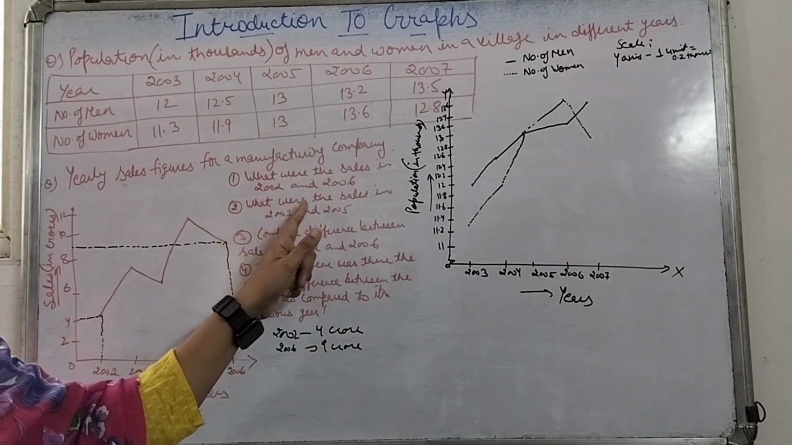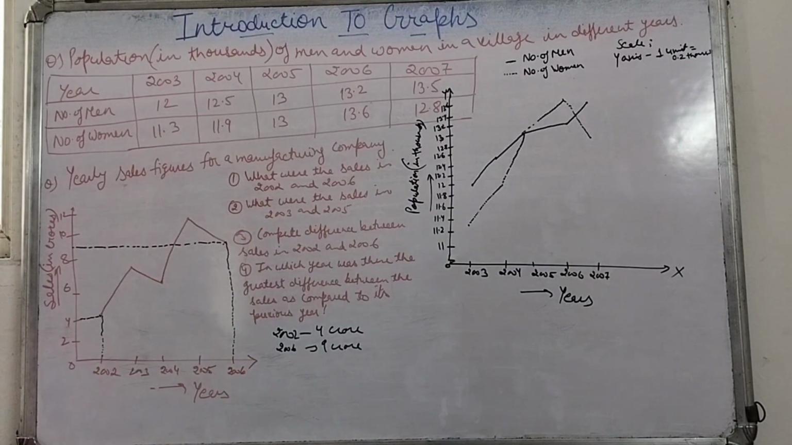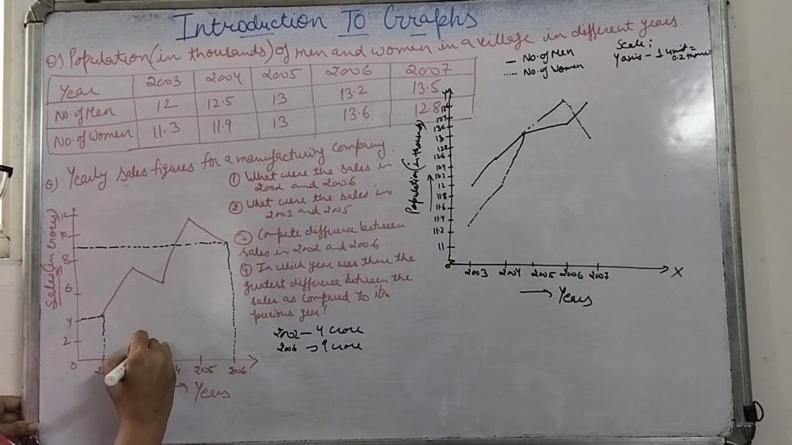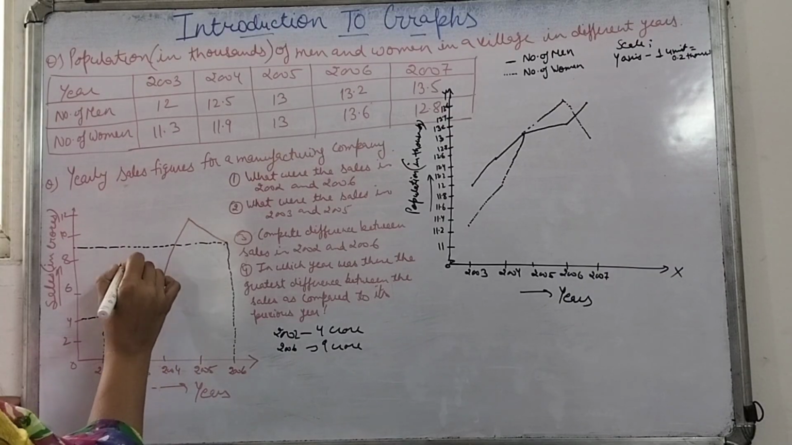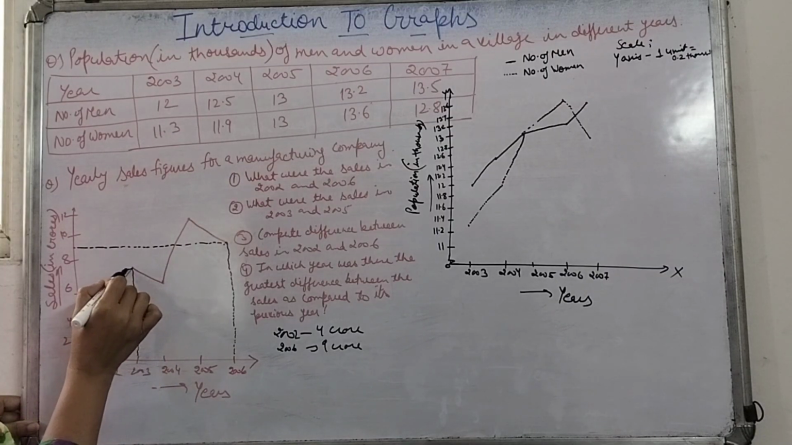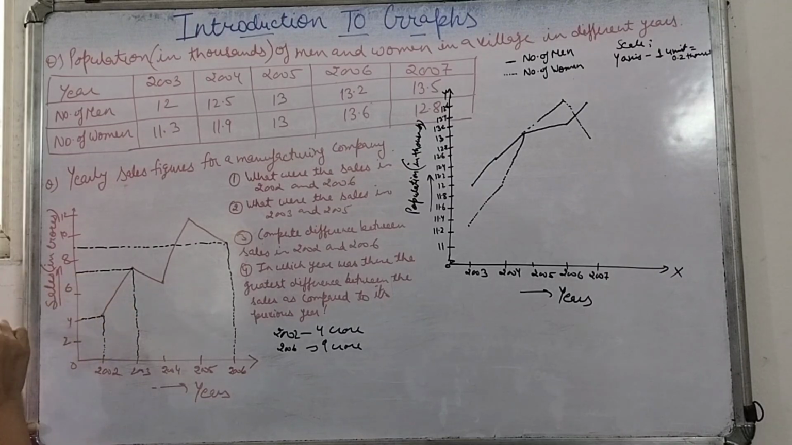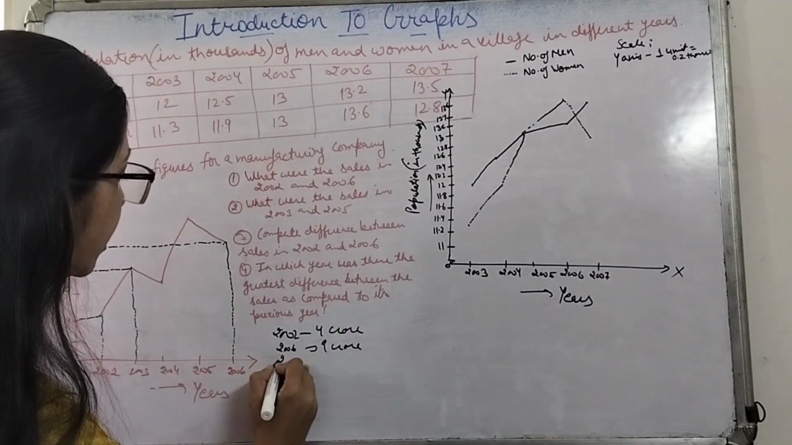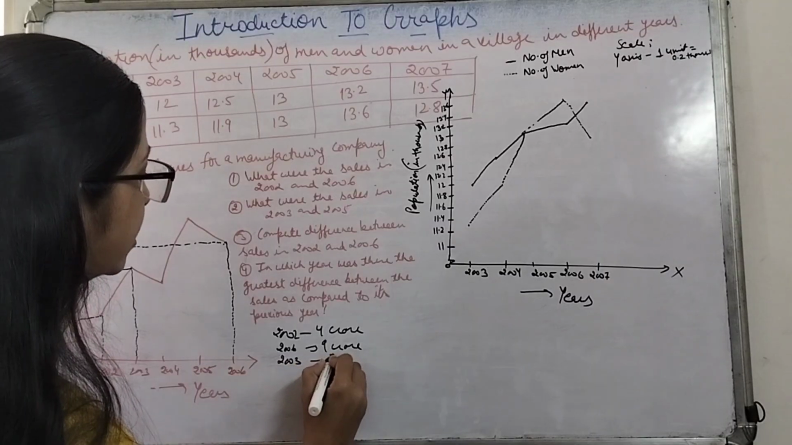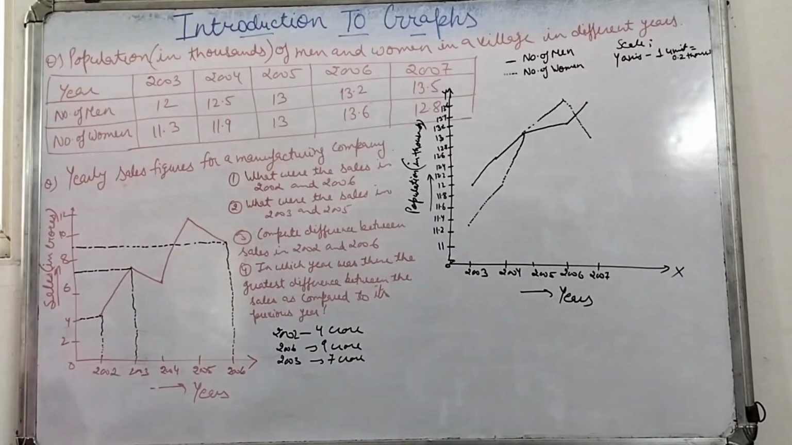Now, what were the sales in the year 2003? In the year 2003, again we will make a vertical line from 2003. When it touches the point, from here we will make a horizontal line. It is in between 6 and 8, that is 7. So in the year 2003, it is 7 crore.